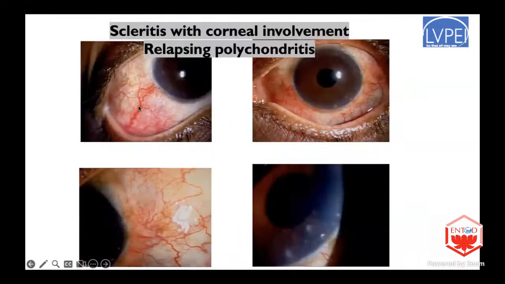Some more examples of bilateral diffuse anterior scleritis. This is a patient who, after investigation and also based on her history, we could ultimately reach a diagnosis of relapsing polychondritis. But in the beginning, she is just a case of diffuse bilateral anterior scleritis with peripheral corneal involvement, peripheral infiltration of the cornea. So watch out for these patients who have corneal involvement because they are more likely to have systemic involvement as well.